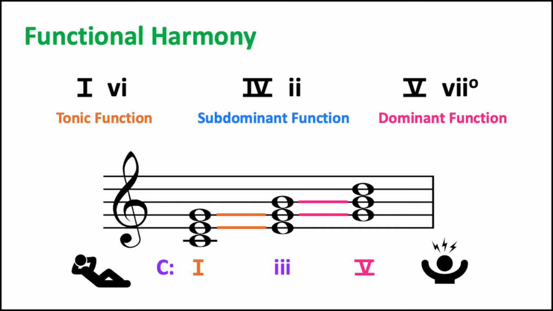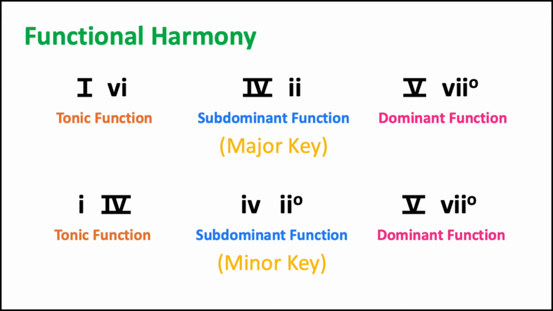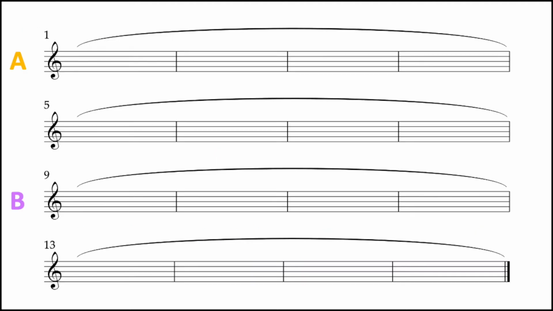In these examples, I have shown all Roman numerals as if I were working in a major key. The Roman numerals would be different if I were working in a minor key, but the functions and substitutes remain exactly the same. If we return to the structure we set up at the beginning of this example, we can now plot the harmonic structure of our composition into our formal structure.